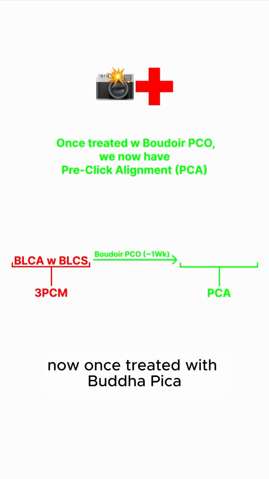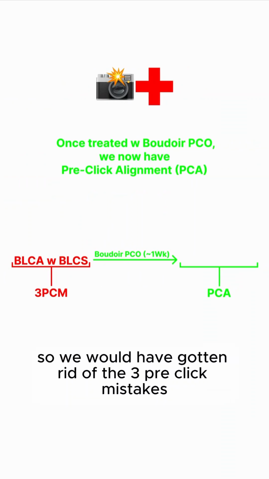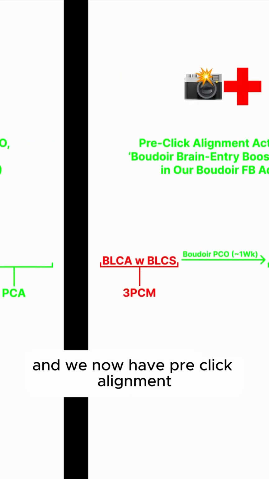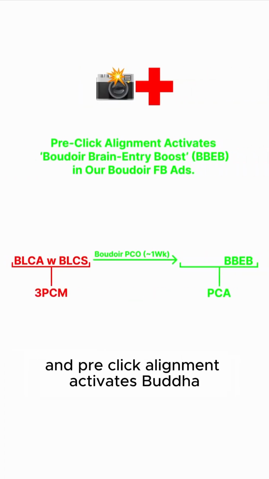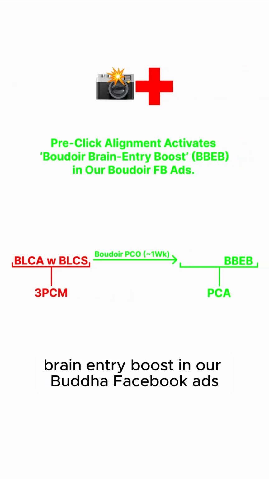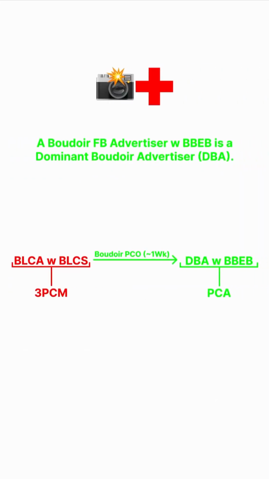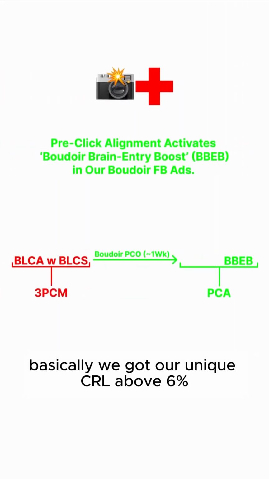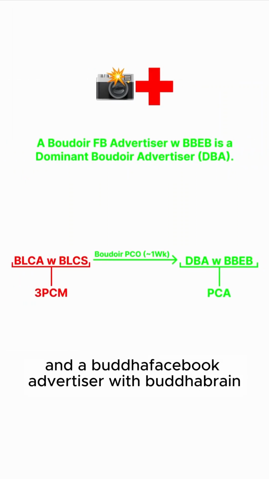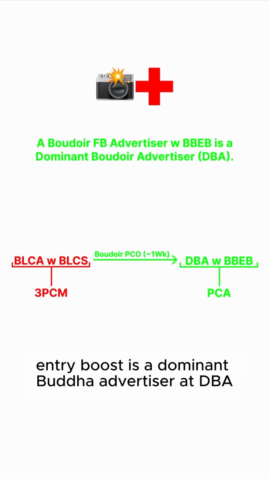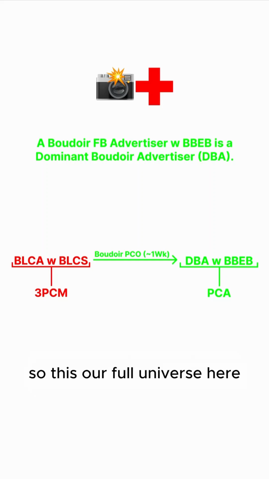Now, once treated with Boudoir Pico, we now have pre-click alignment. So we would have gotten rid of the 3 pre-click mistakes, and we now have pre-click alignment. And pre-click alignment activates Boudoir brain entry boost in our Boudoir Facebook ads. Basically, we got our unique CTR above 6%. And a Boudoir Facebook advertiser with Boudoir brain entry boost is a dominant Boudoir advertiser, DBA. So this is our full universe here.